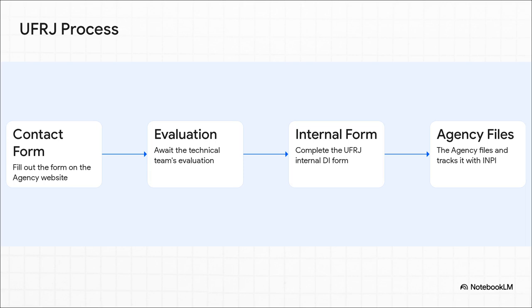First, just fill out a contact form on the Innovation Agency's website. Second, wait for their technical team to evaluate your project, just to make sure it hits all those DI requirements we talked about. Third, complete an internal university form. And fourth, just sit back and let the agency do their thing. They'll file the registration with INPI and track its progress for you.